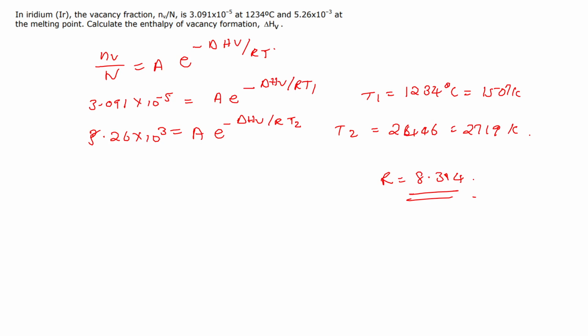What is the value of this T2? T2 is 2719. At the melting point it is given. The melting point of iridium is 2446. In the exam it will be given in the bracket.